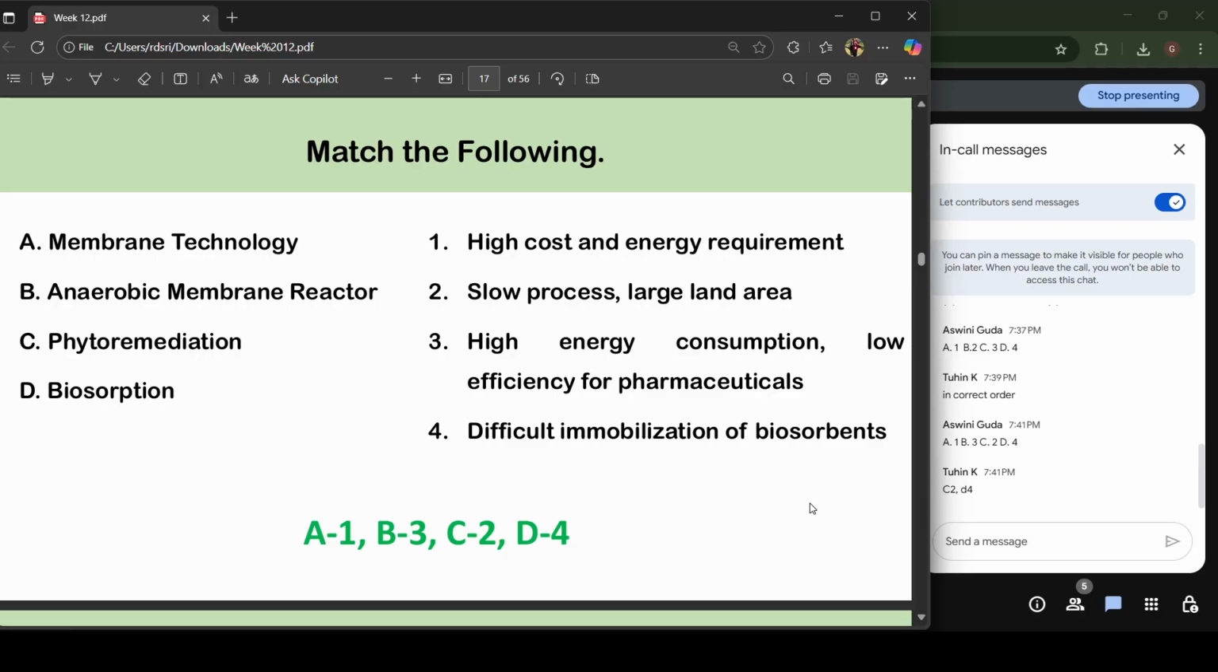And when you talk about this again phytoremediation, it requires a large land area because you have to grow plants, and the process is going to be very slow. Biosorption, immobilizing the sorbents is going to be difficult. So with the term itself, you can find out that it's going to match with biosorption.